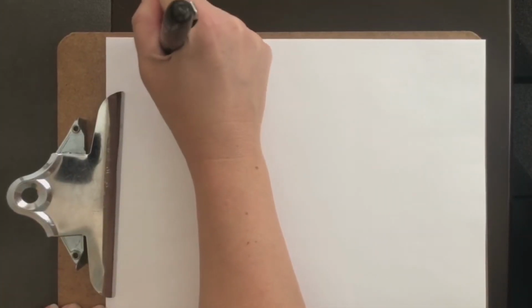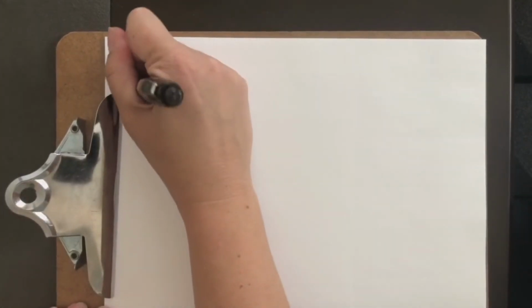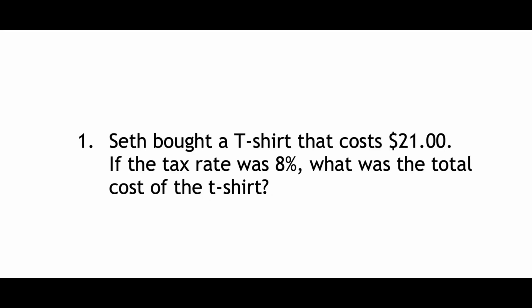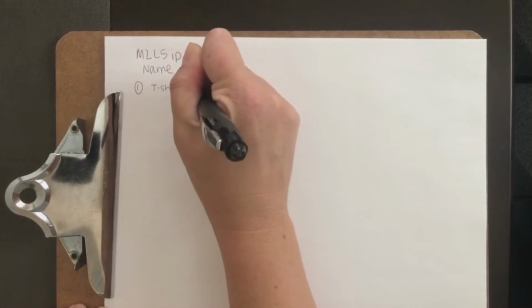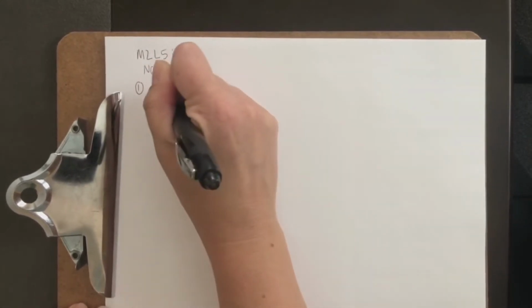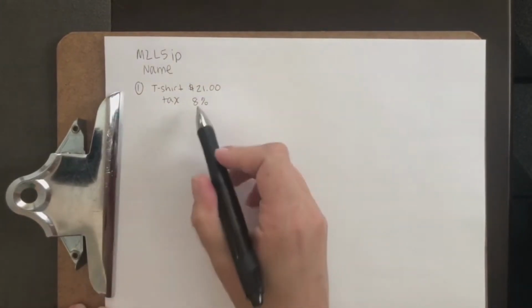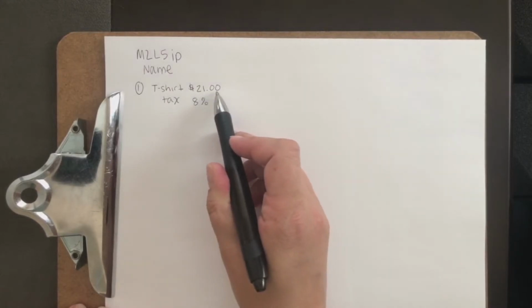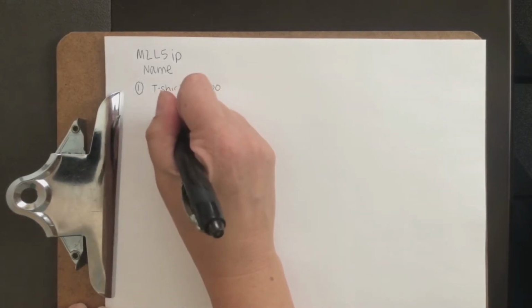Module 2, Lesson 5, Independent Practice. Put your name. Number 1. Seth bought a t-shirt that costs $21. If the tax rate was 8%, what was the total cost of the t-shirt? So t-shirt, $21, tax, 8%. So we need to find 8% of the cost of the item and then add that to get the total.